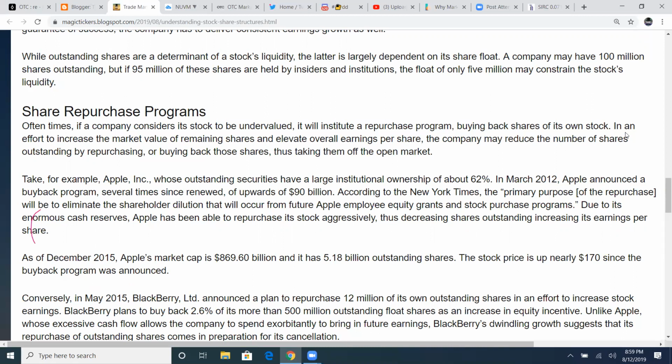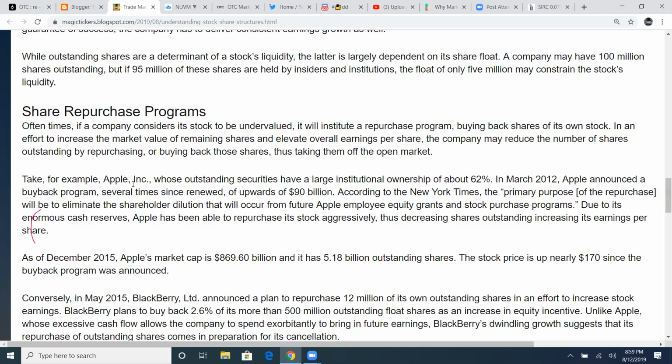Buying back shares of its own stock is an effort to increase the market value of remaining shares and elevate overall earnings per share. The company may reduce the number of shares outstanding by repurchasing them, or buying back those shares, thus taking them off the market.